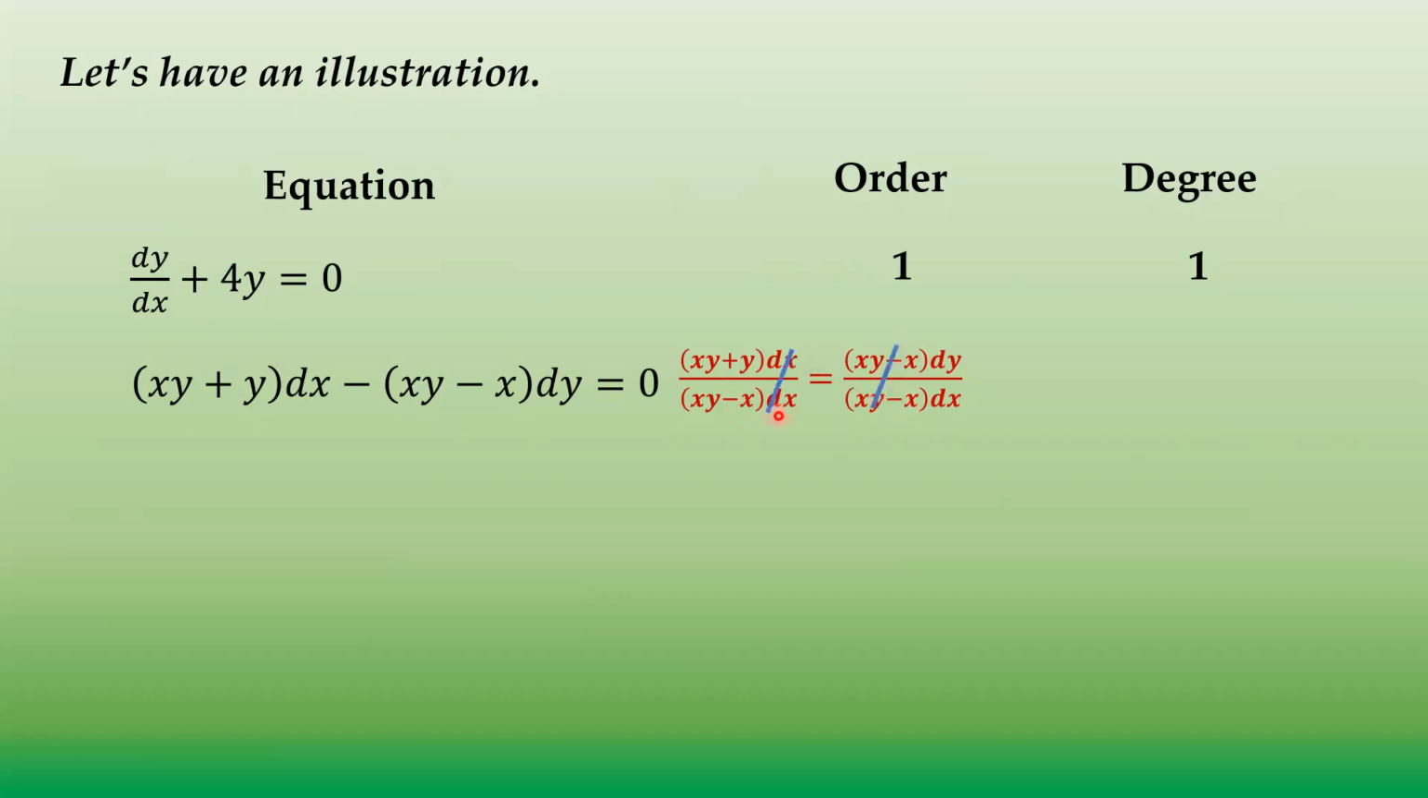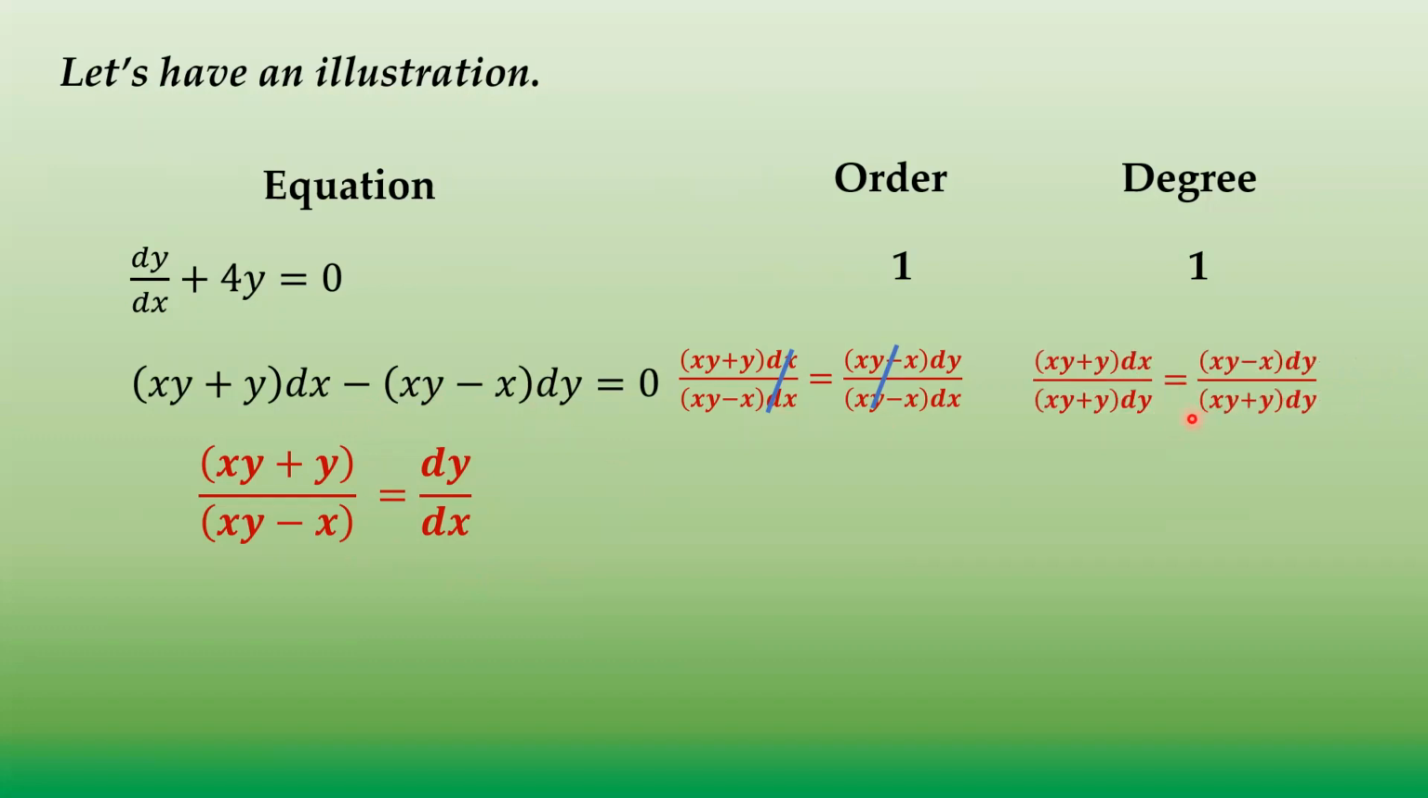So, cancel yan. Kaya magkakaroon tayo ng quantity xy plus y over xy minus x equals dy over dx. So, pag ganito ang ating pag-simplify, yung y ang ating magiging dependent variable. X naman ang ating independent. Or, pwede mo na siya i-simplify ng ganito. Kukunin ko naman yung dx over dy. So, divide ko ngayon both sides by the quantity xy plus y times dy.